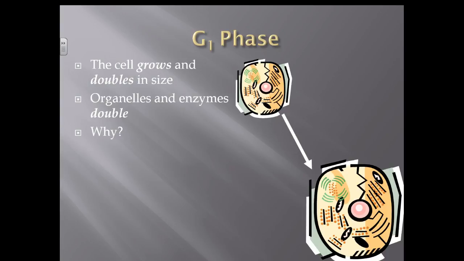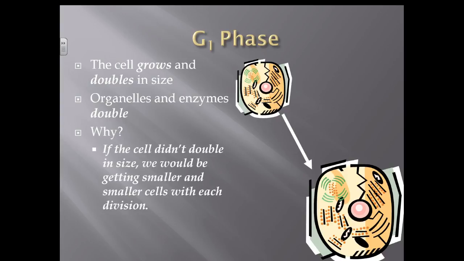In G1, the cell is going to grow, and it actually will double in size, and then all of its organelles and enzymes, which we've been talking about and how important those are, also double. And if you think about it, that's kind of logical. If the cell is eventually going to split and form two cells, it would make sense that the new cells would want to have a complete complement of organelles and enzymes so that they can do all the cell functions that they're going to need to do. It also makes sense that the cell is going to grow before it splits, because if it doesn't grow, the cell is going to get smaller and smaller every time it divides, and eventually you're not going to have anything left.